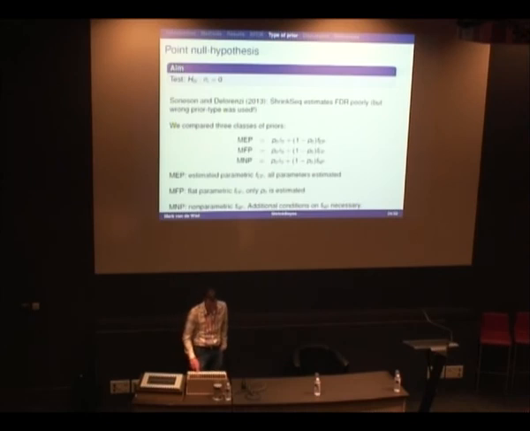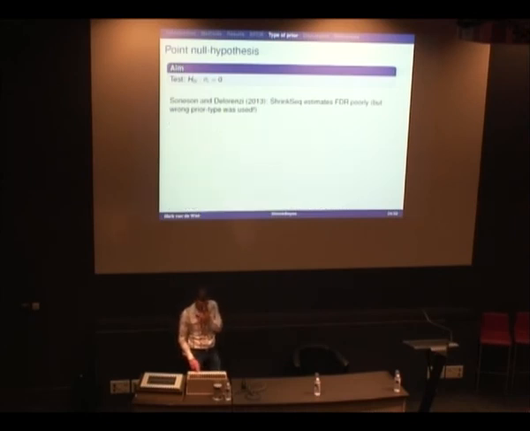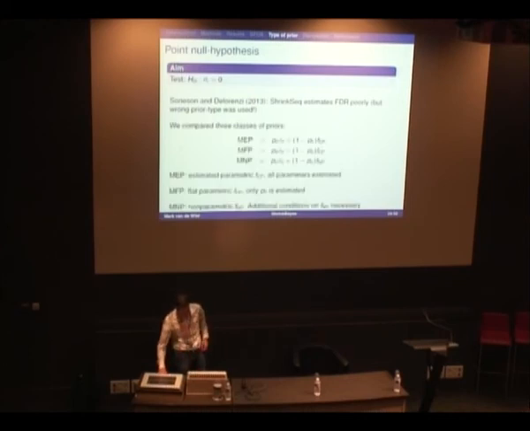Yeah, I have to go through this very quickly. Our method was compared with others by other people for the point null hypothesis. They were pretty positive about the method, but the sad thing was that for estimating false discovery rate, they used the wrong prior. They used the continuous prior with our methodology, whereas in the paper we say specifically that if you want to test a point null hypothesis you have to use a prior that has mass on zero. It was sad, but it triggered us to think a bit more about different priors that you can use.